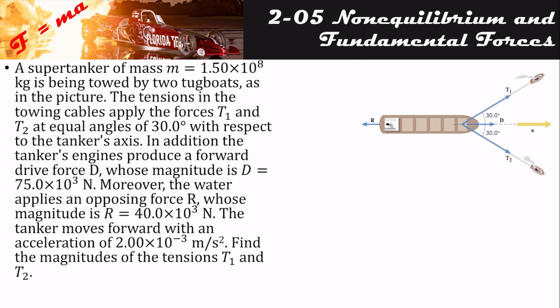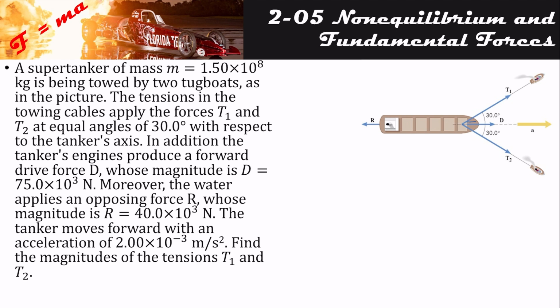A supertanker of mass m is being towed by 2 tugboats as in the picture. The tensions of the towing cables apply forces T1 and T2 at equal angles of 30 degrees with respect to the tanker's axis. In addition, the engines produce a forward driving force D, and the water applies an opposing force R. We have an acceleration forwards. We're supposed to find the magnitudes of the tensions.